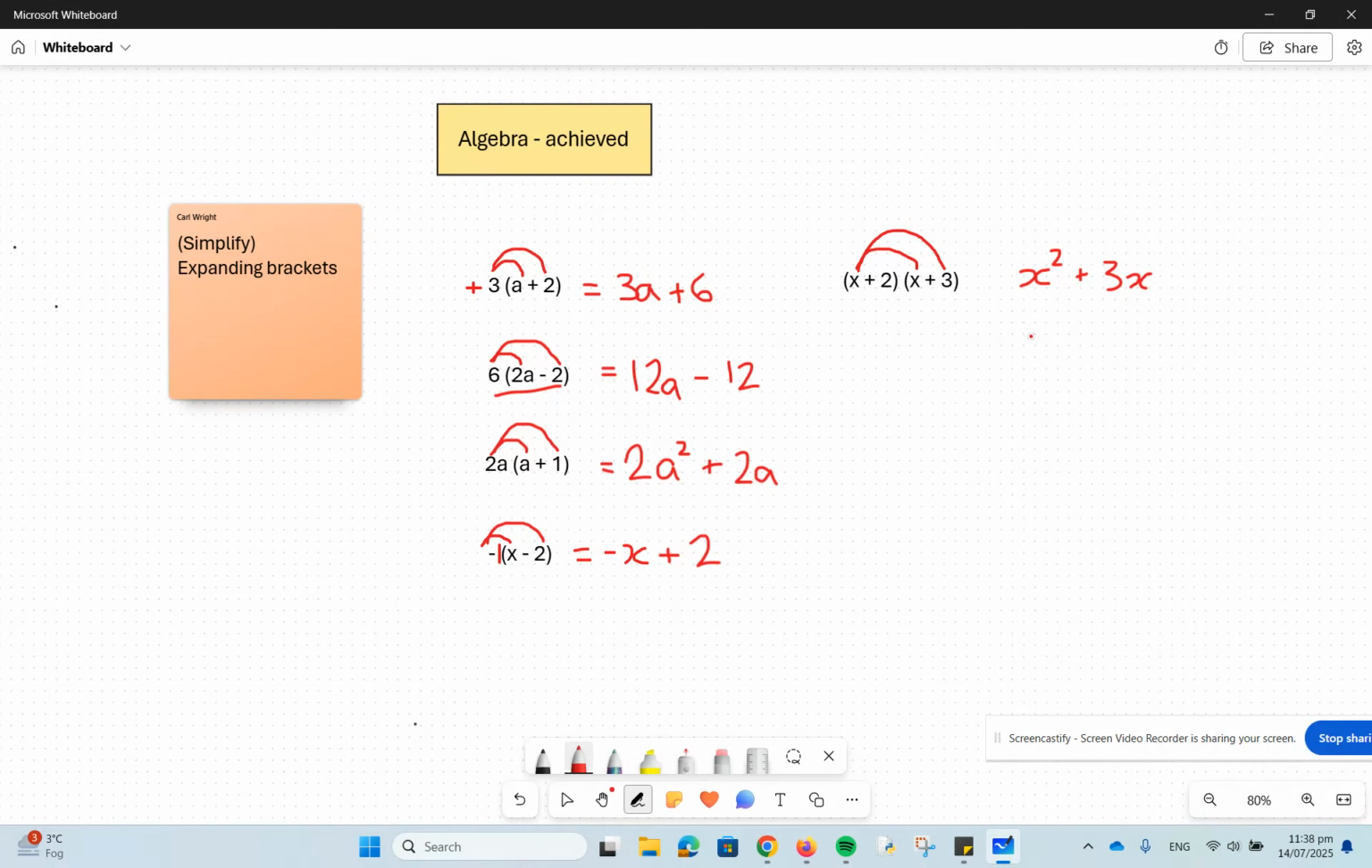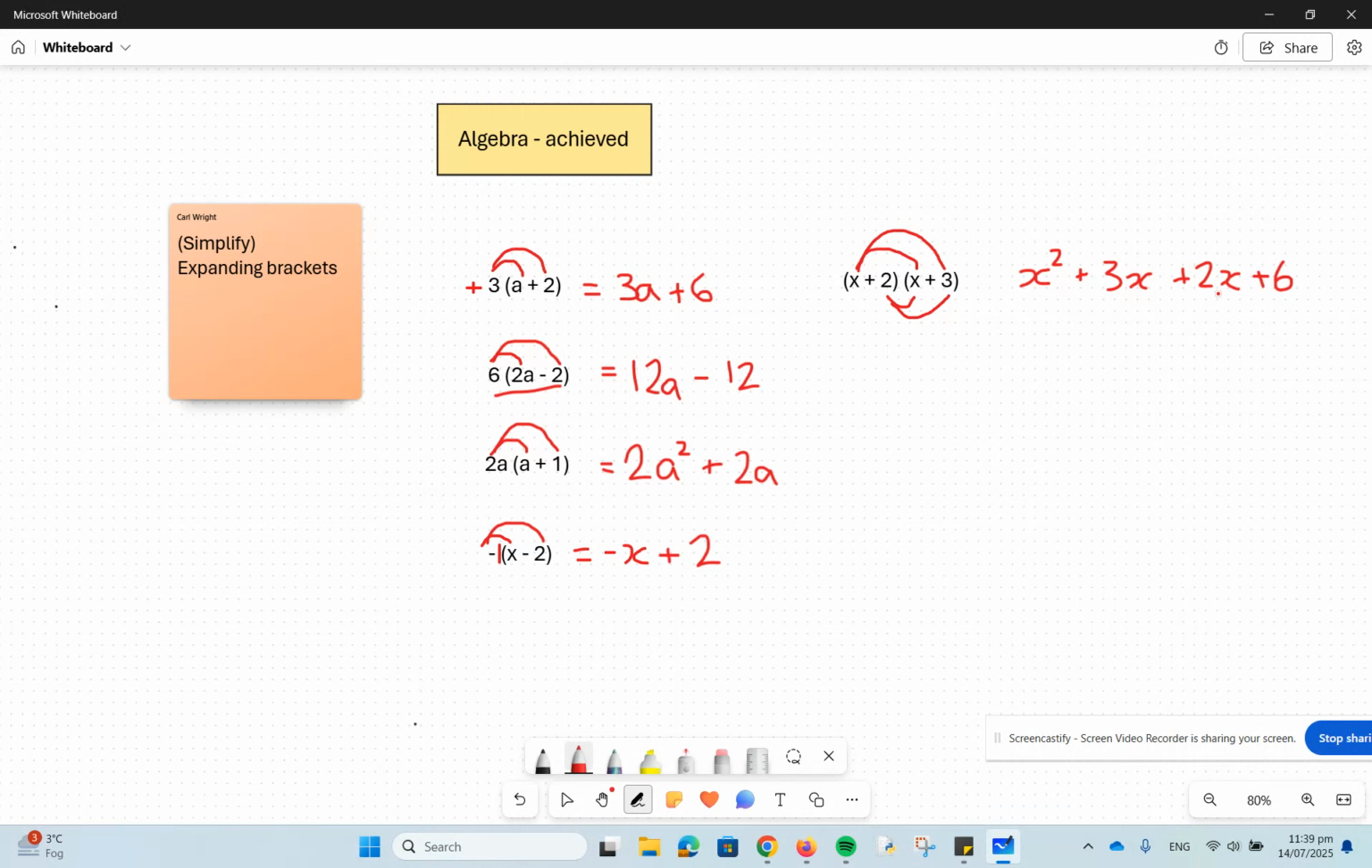But we've got another term on the outside that we have to multiply now. We've got to do the 2. So I'm going to go 2 times x now. So 2 times x is 2x. I can't leave it out. I haven't finished yet. And I have to multiply that second term by the second term there. So 2 times 3 gives me 6.